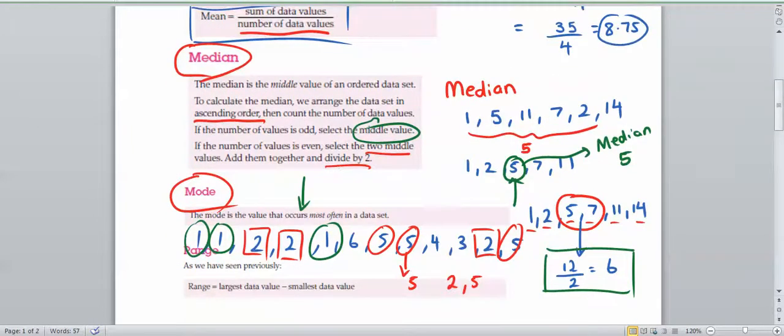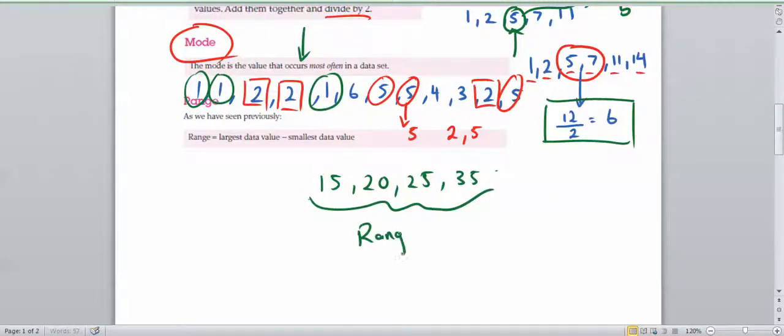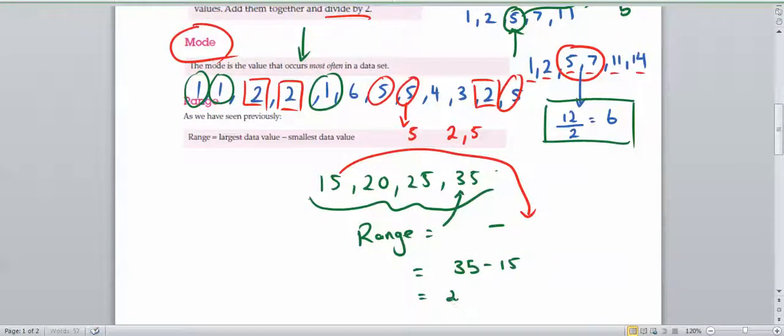And finally, we have the range, and that's just the largest data value take away the smallest data value. So like if we had, let's just have 15, 20, 25, and 35, then if we would like to find the range, the range would be equal to our largest value, which is 35, take away our smallest value, which is 15, which is 20.